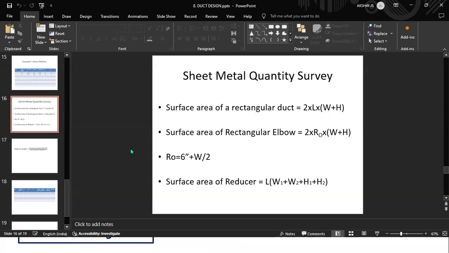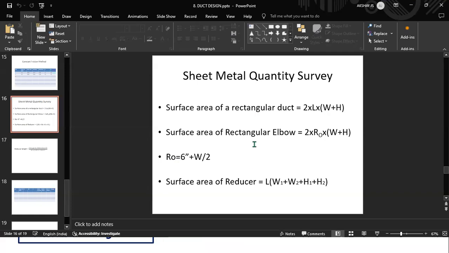Later, in the case of a reducer, you can use this equation: L into width 1 plus width 2 plus height 1 plus height 2. Okay, so that is the equation for a reducer. Clear, guys? Hello, is it clear?